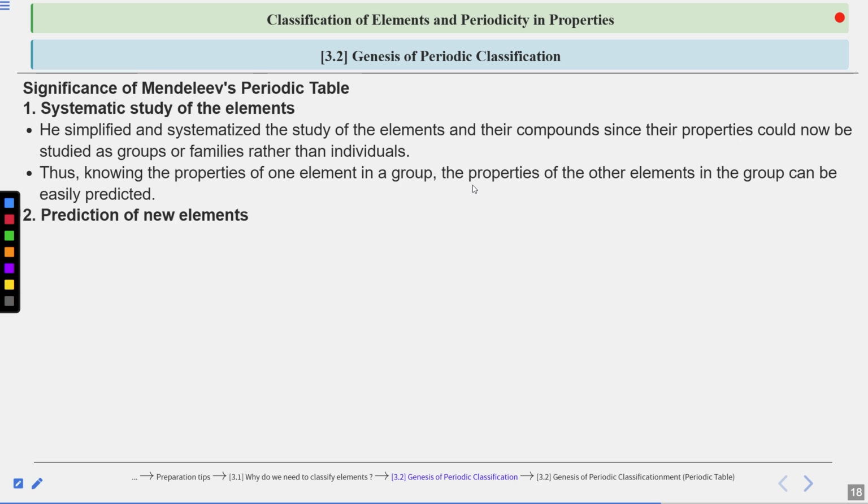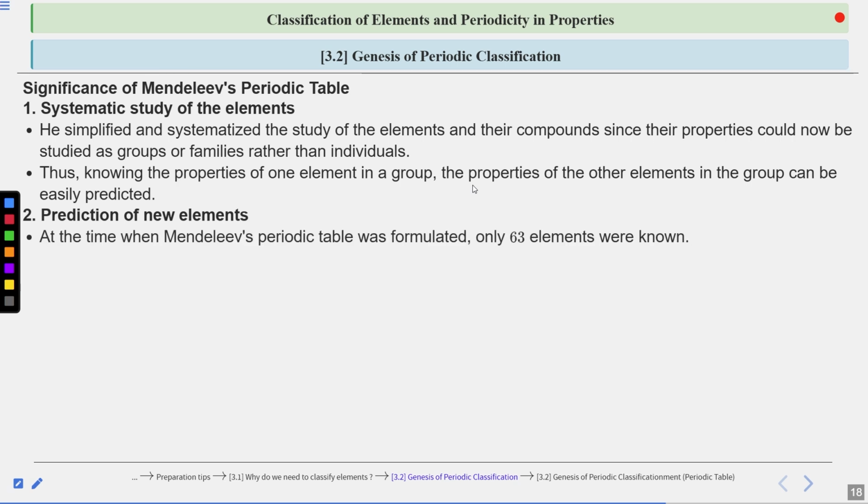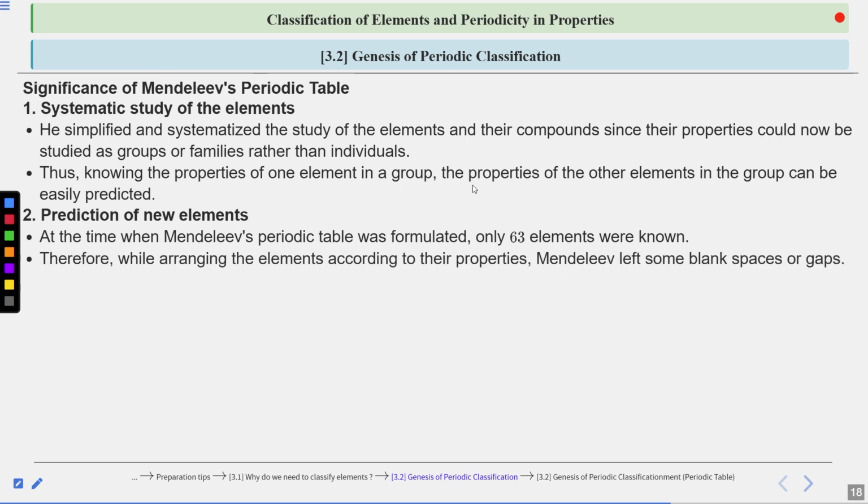Now, what was the second significance? It was the prediction of new elements. As we have seen just now, there were some gaps left in Mendeleev's periodic table. Although only 63 elements were known at that time, he left gaps for almost all of the elements that are discovered today. So we have seen that Mendeleev left some blanks and gaps for the unknown elements. And these gaps were for gallium, germanium, and other undiscovered elements.